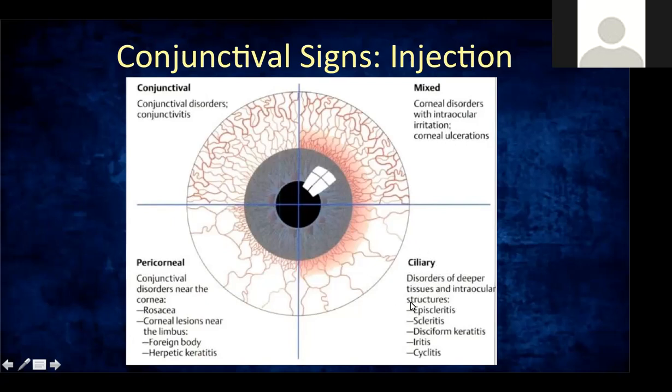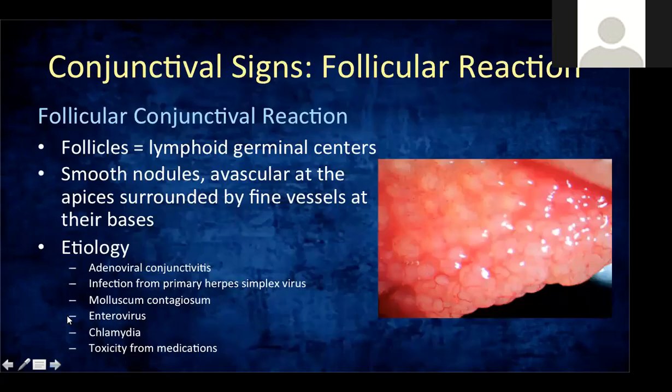Ciliary injection can be seen in episcleritis and scleritis, disciform keratitis. And when you say keratitis, it's a problem on the cornea. Iritis and cyclitis are more uveitic conditions. And then, of course, if you put them all together, you have your mixed type of injection. There are 2 major reactions that we see in the conjunctiva. So one is your follicular reaction, and the other one is your conjunctival papillary reaction.